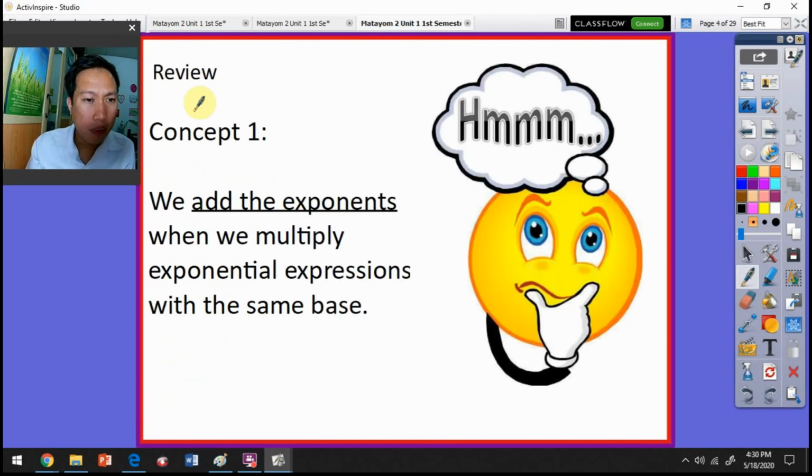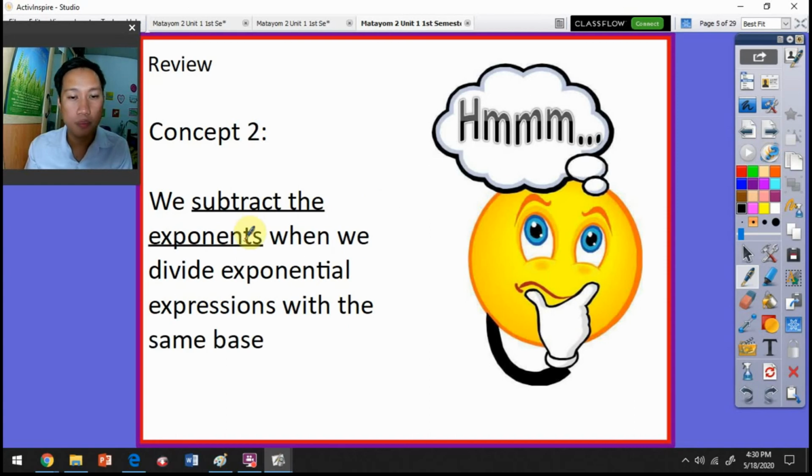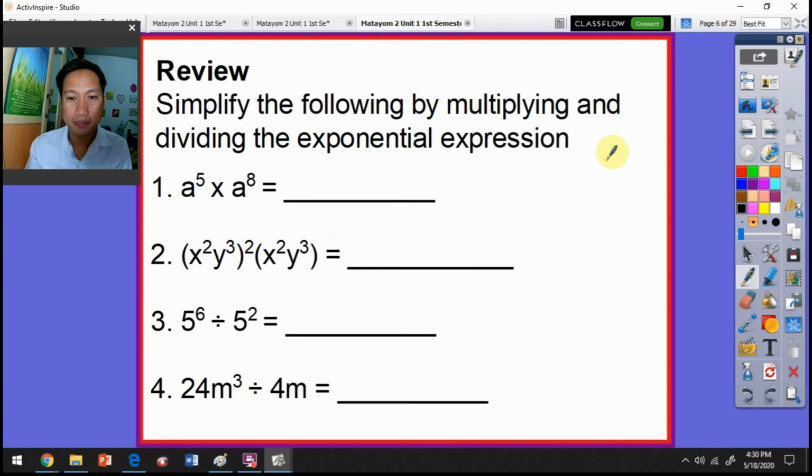All right, so remember our concept number one is we add the exponents when we multiply exponential expressions with the same base. Last time I asked you to make a video of you explaining yourself about this rule, and also the second rule. Now for the second rule, or concept, we subtract the exponents when we divide exponential expressions with the same base.